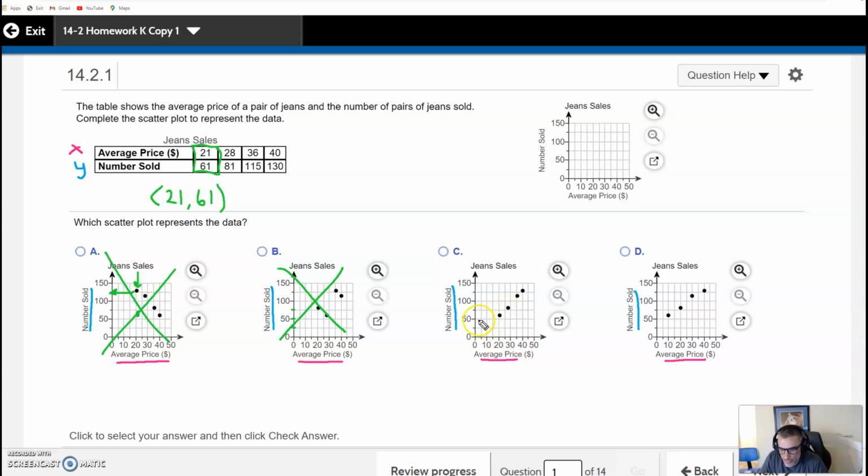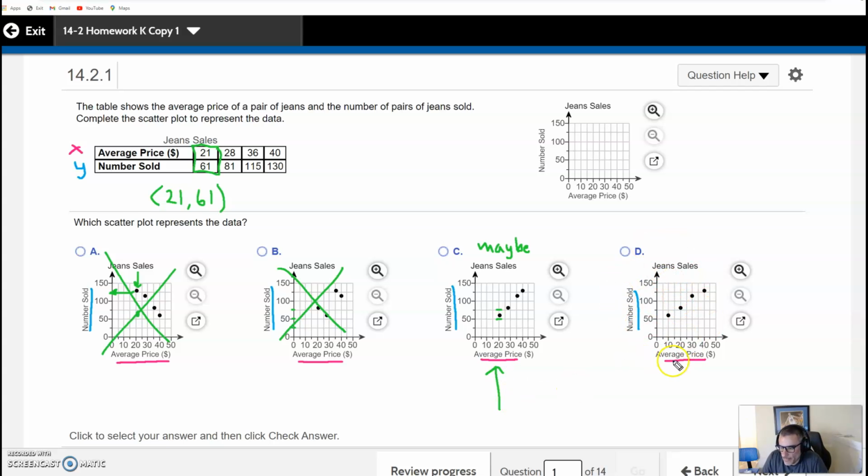This one looks pretty good, right? Here's 50, so I go over to 20, a little bit past 20, and then this dot is between 75 and 50, so that looks pretty good. The next point would be 28, 81. If I go over to almost 30, that's a little bit above 75, so this one's looking pretty good. I'm going to stop there. I'm going to say this is definitely a maybe, and we'll come back to this one because I think looking at this last one will tell us for sure that yes, this is in fact our graph.